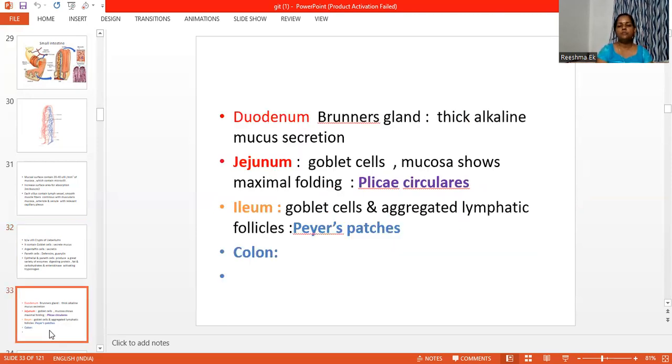Then the duodenum, the first part of the small intestine, contains Brunner's glands. Their main function is alkaline mucus secretion. Then the jejunum is the second part of the small intestine, which contains goblet cells, and the mucosa shows maximal foldings, the plicae circulares. Then the ileum also contains goblet cells and aggregated lymphatic follicles, Peyer's patches. And the ileum continues with the large intestine. The large intestine is otherwise known as the colon.